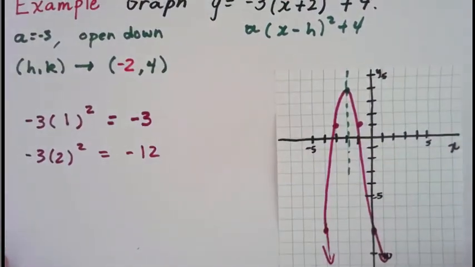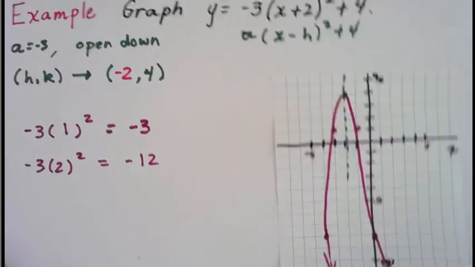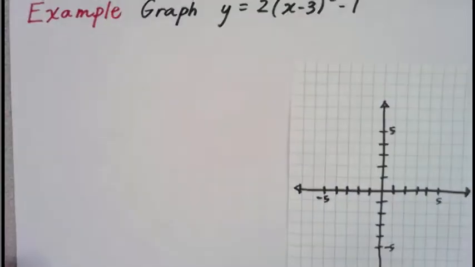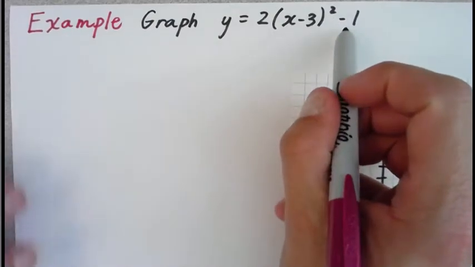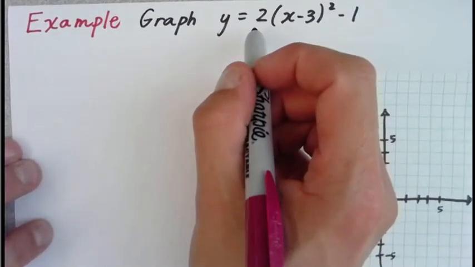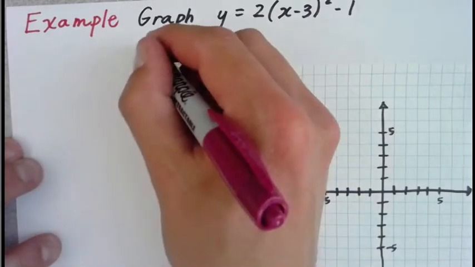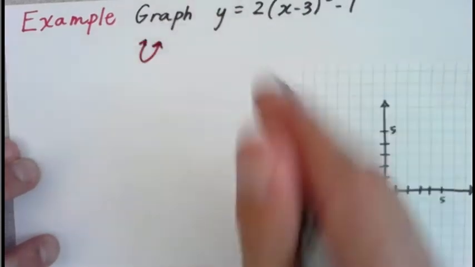We're going to do one more here for you. Let's look at our example. Let's graph y equals 2 times the quantity x minus 3 squared minus 1. So a is positive, so this parabola is going to open up. Our parabola should open up.